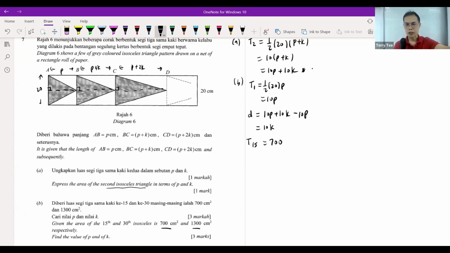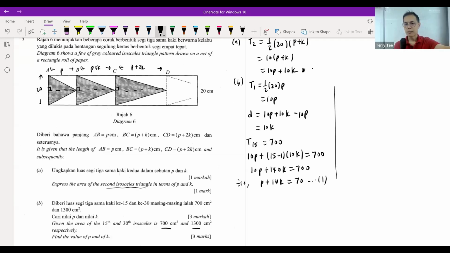Now, T15 will be A, which is 10P, plus N minus 1. N is 15, minus 1 is 14. D is 10K. The result is 700. So this is 10P plus 140K equals 700. I will divide by 10. So P plus 14K is 70. That's my first equation. I need to form a second equation.